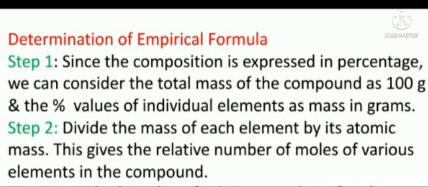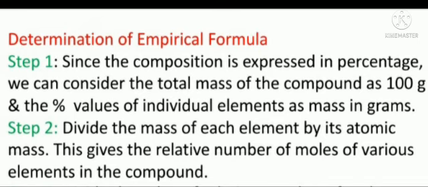Step 2. Divide the mass of each element by its atomic mass. Again, I repeat, divide the mass of each element by its atomic mass. This gives the relative number of moles of various elements in the compound. In step 2, we have to calculate the relative number of moles of various elements present in the compound.